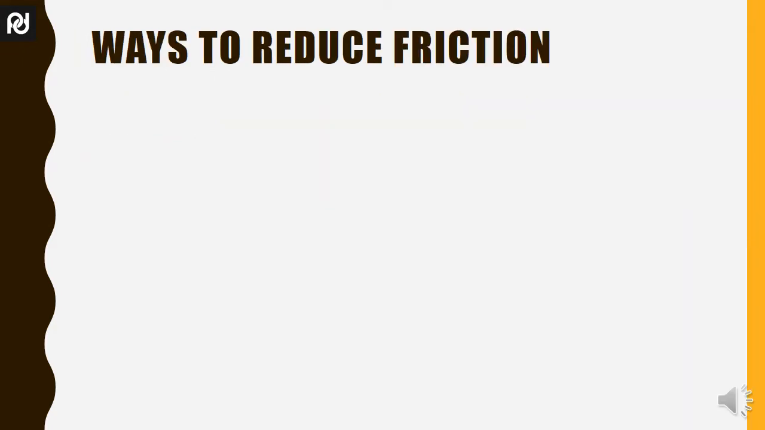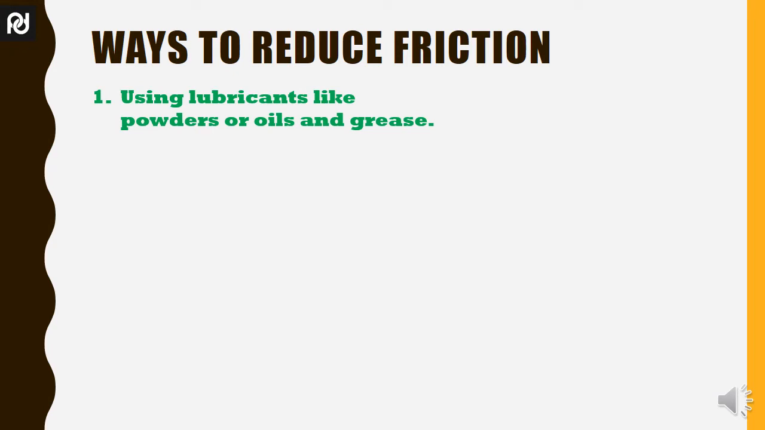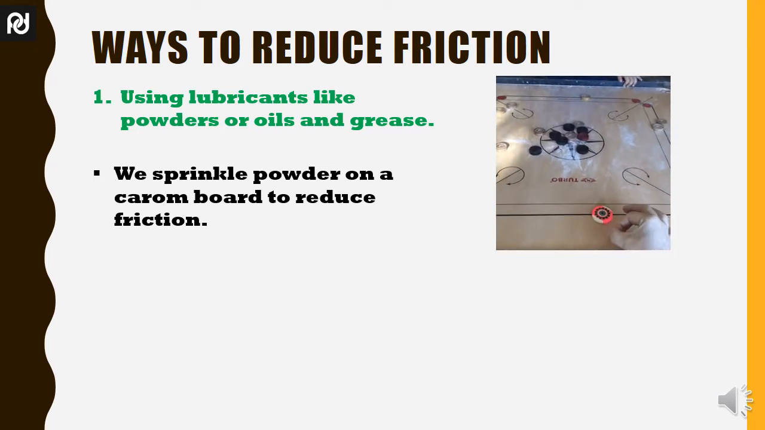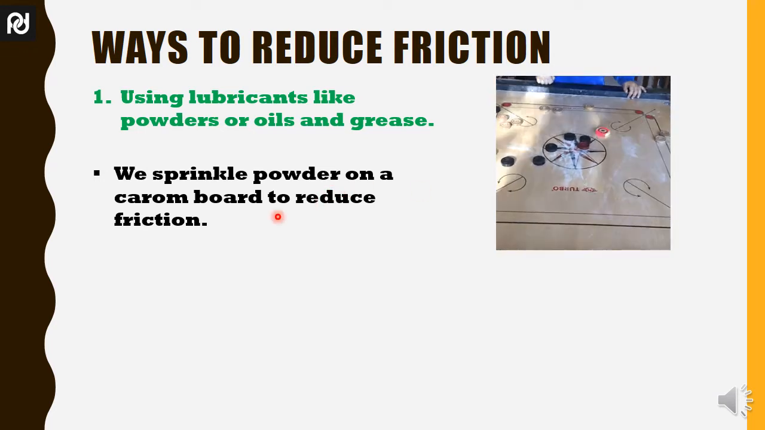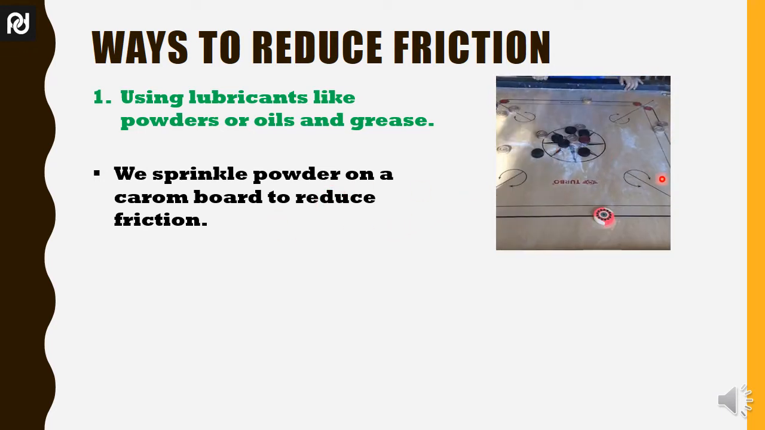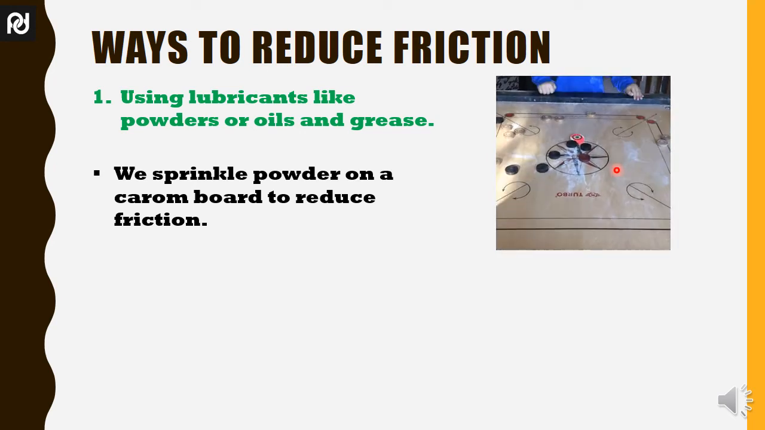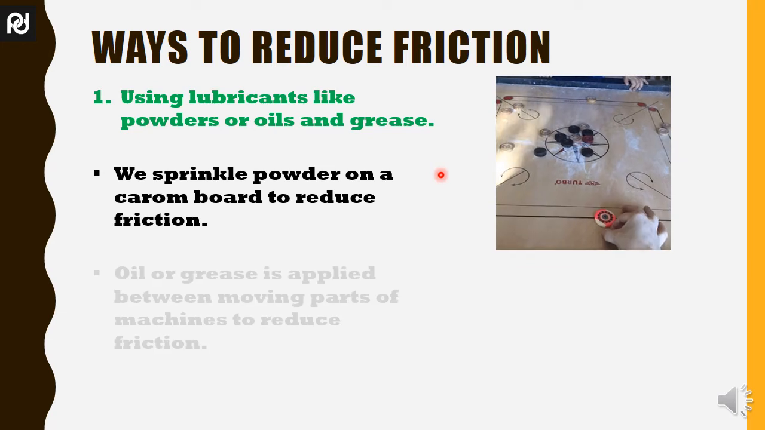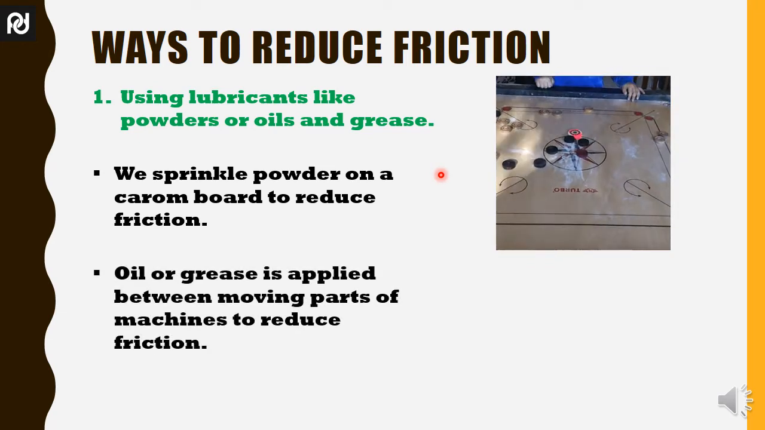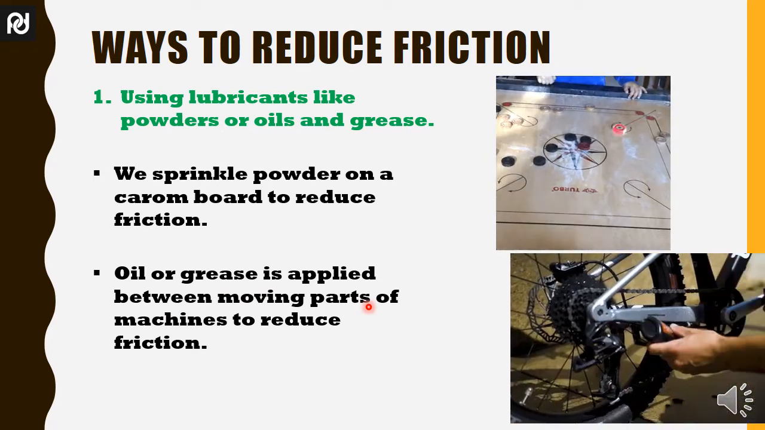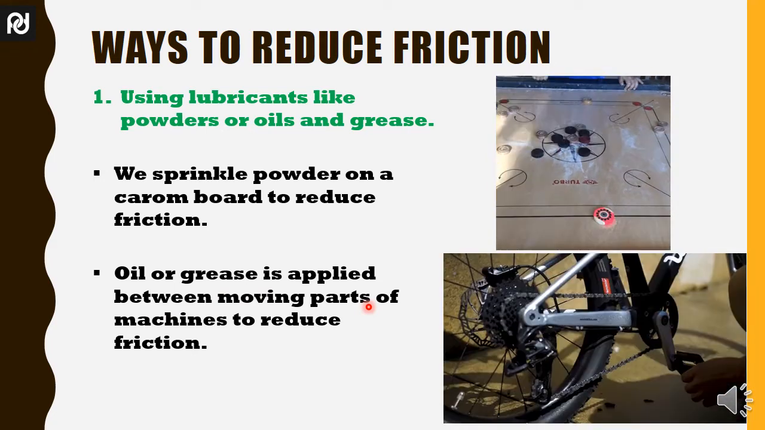So, ways to reduce friction. The very first way is using lubricants like powder or oil and grease. We sprinkle powder on a carom board to reduce the friction, so that the carom striker can slide very easily, right? The second thing is oil or grease applied between moving parts of machines to reduce friction.